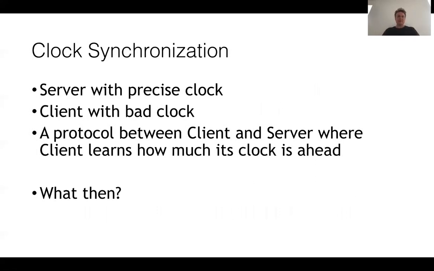So the setting is, I have a server with a precise clock, and I have a client with a bad clock. Now I would like a protocol between the client and the server where the client will learn, let's say, how much its clock is ahead. This would be what we call the offset. And then why would we like to learn it's ahead? Well, because we want to adjust the clock on the computer. So how would we do that? Let's say I learn that my computer is 2 seconds ahead.